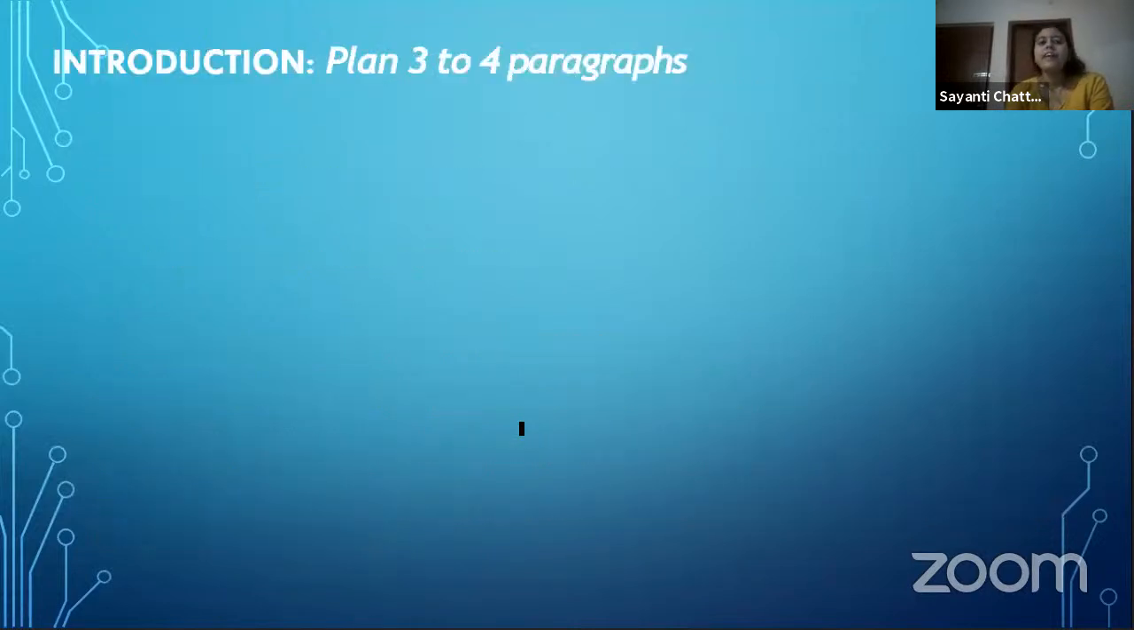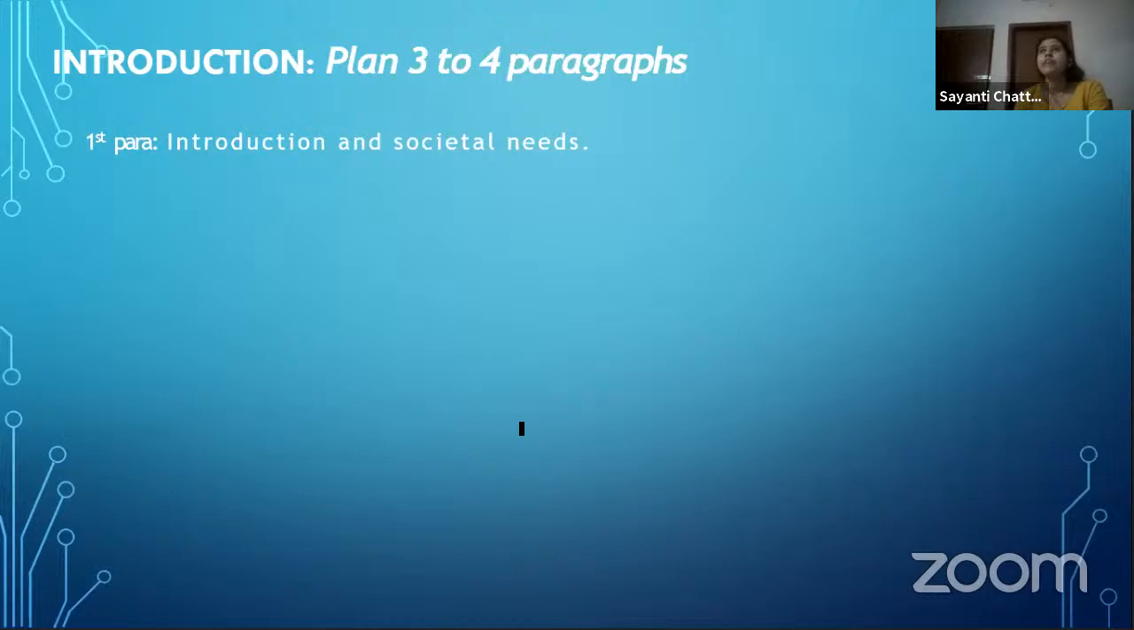So next is the introduction. What is the introduction? The introduction should be three to four paragraphs or more. First paragraph: introduction and societal needs. Say we are writing a paper on renewable energy sources. So the first paragraph will be about the use of renewable energy. Why are we using renewable energy? What is the societal need? Next, what are the problems?